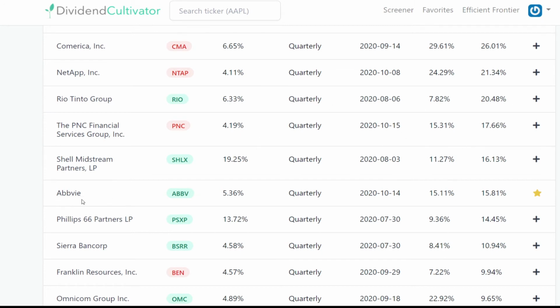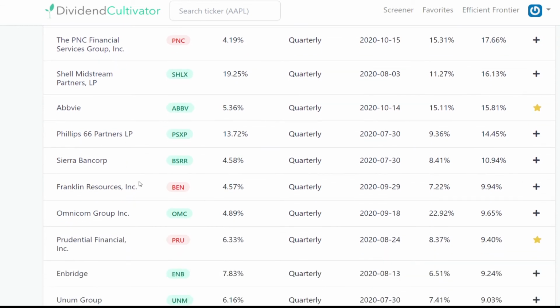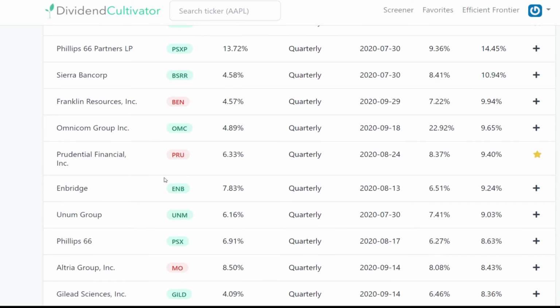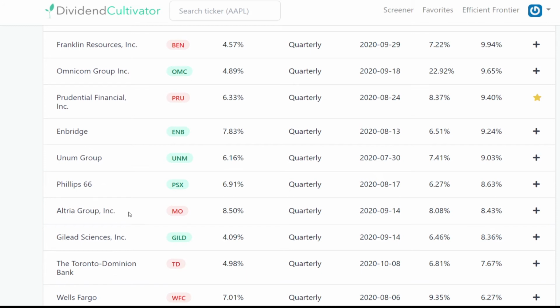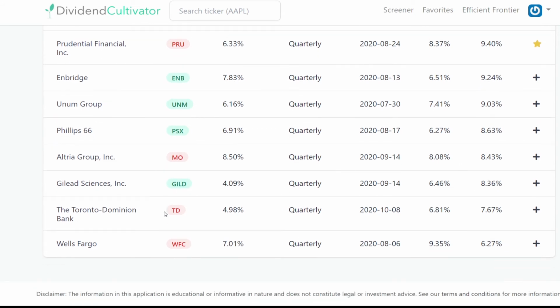There's AbbVie. That's the one I was talking about in 2 of my previous videos. And as you can see, it has a pretty high yield, and it has a high dividend growth rate too, which is very uncommon. So I'm a big fan of AbbVie. It's a healthcare stock, if you didn't know. Altria Group, this is a tobacco-based company. They're paying a pretty big yield as well. And they have a pretty decent dividend growth rate with that.